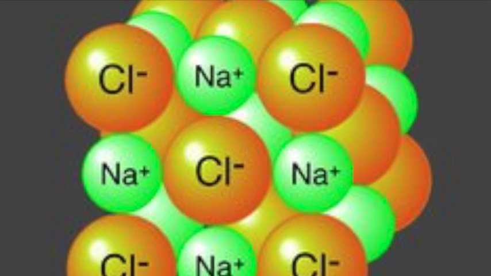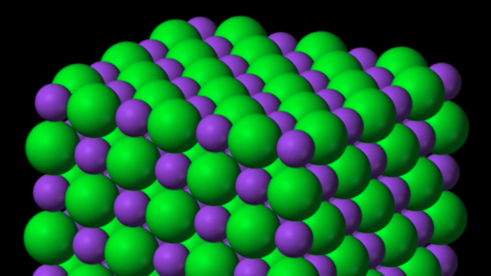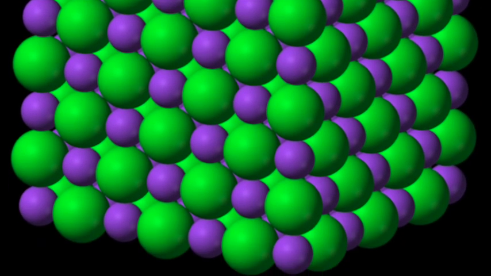Sodium chloride is an ionic compound as it has a lattice structure. It has both negative and positive charges, and also has a low volatility.